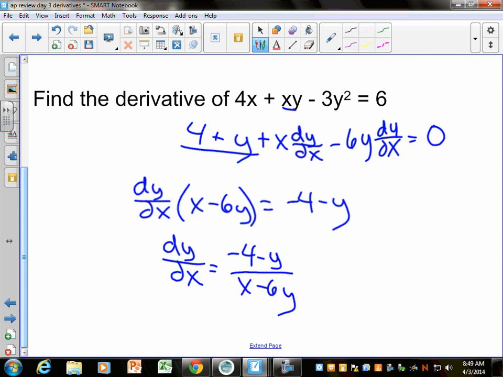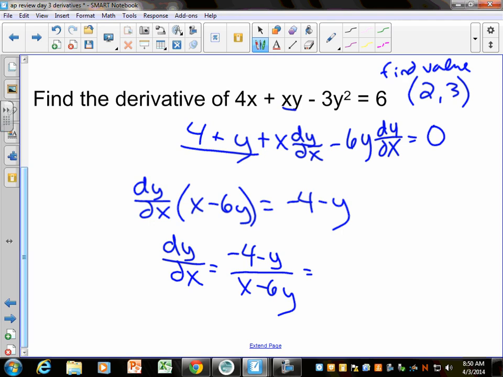I didn't put this on here, but I could ask you to find the value of the derivative at the point (2, 3). Remember, if there's x's and y's in your derivative, normally when we find a derivative, we just plug x in, because x is all that's in the derivative. But if there's x's and y's in it, you have to plug in both x and y, which is why they always give you both points there.